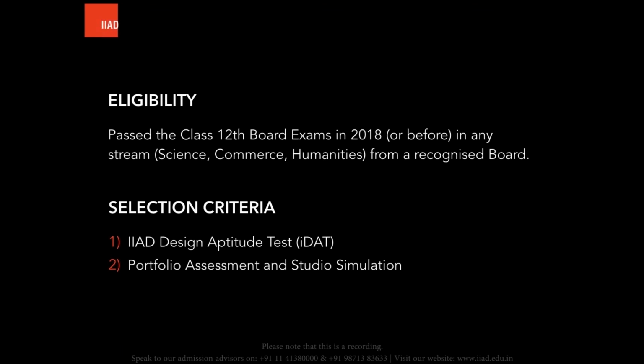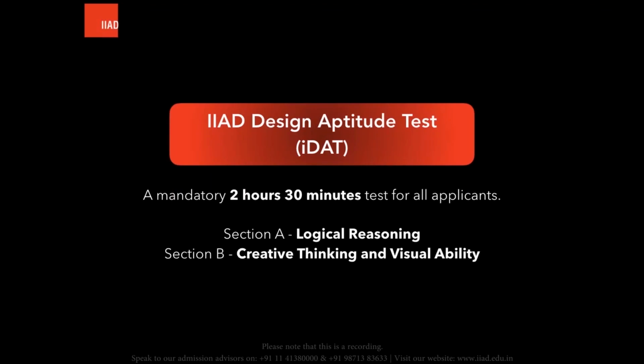The selection criteria is based on 2 things. The first is iDAT, that is IIAD Design Aptitude Test, wherein a student will be judged on the basis of design and creativity questions with logical reasoning. So there are 2 parts: logical reasoning, and second, design and creativity based questions. The second is a portfolio assessment and a studio simulation round. So a mandatory 2.5 hours test will be conducted. Again, I'm repeating, it's iDAT, IIAD Design Aptitude Test, which is divided into 2 sections.